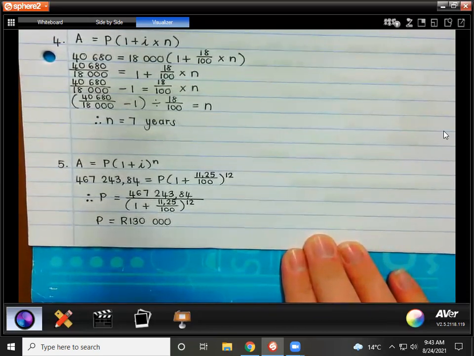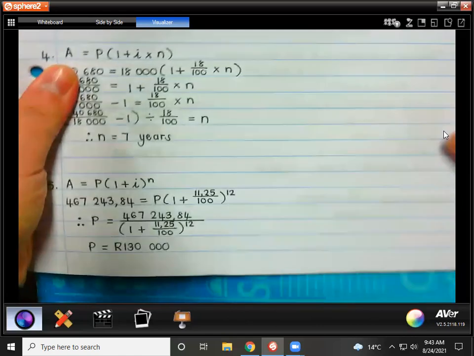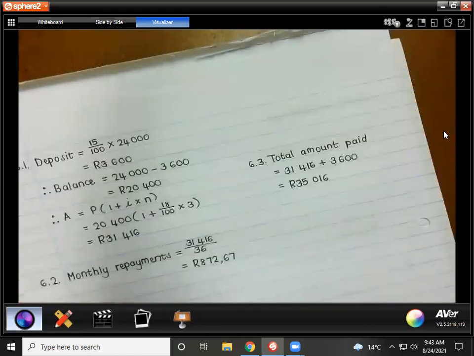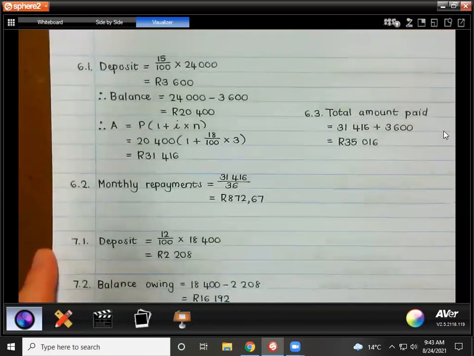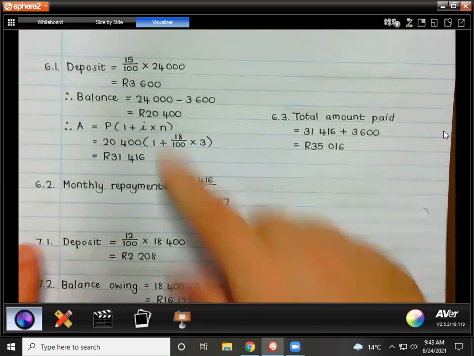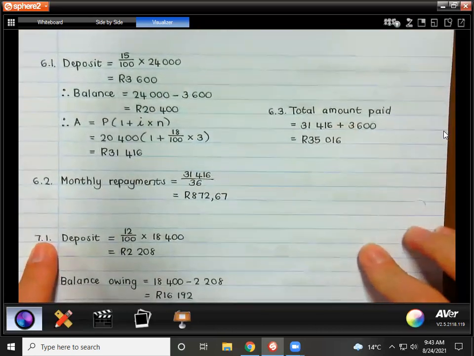Okay, we're fine with that. All right, I'm going to just turn the page and then we're going to look at number 6. So here I have 6.1, 6.2, and 6.3 next to each other.